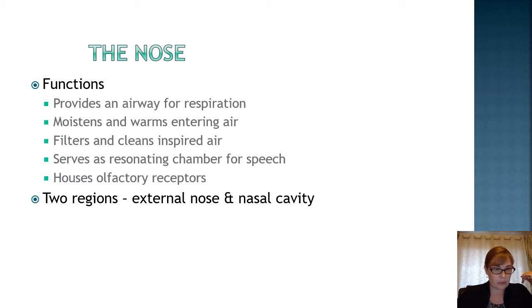I'm going to try something here. Olfactory. Oops, it looks like I crossed it out. I'm sorry. Let me erase that.